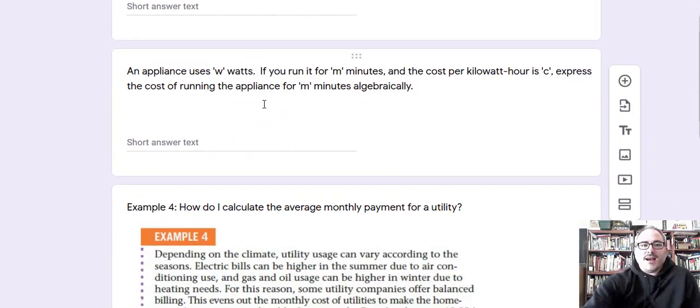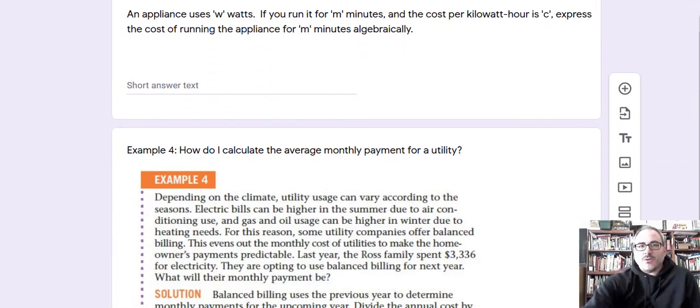Okay. Let's see. Appliance uses W watts. So again, this is that express algebraically thing. I know you all hate this, but this is like, expressing things algebraically is one of the keys of making your thinking explicit in math, because this way it doesn't matter what the numbers are, you know where to put the numbers. But now we're just using letters instead of numbers, or variables instead of numbers. All right, so stick with me here.